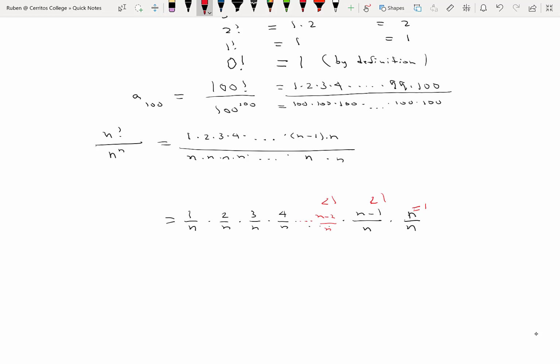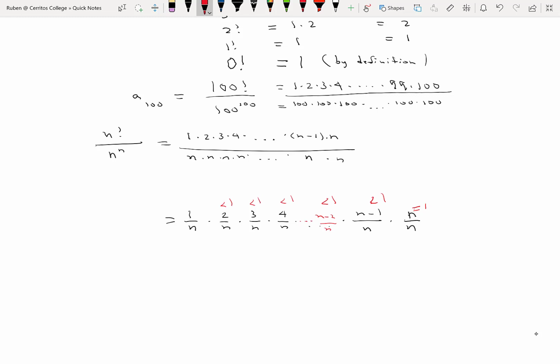In fact, each of the factors all the way down to the first factor, 1 over n, those are going to be less than 1. All I'm doing to go backwards to the first factor is making the numerator 1 less than it was before while keeping the denominator the same. So each of those fractions is less than 1.